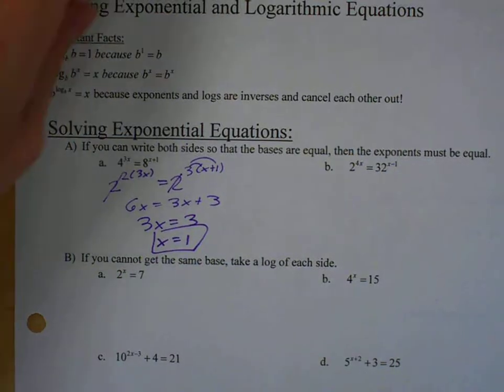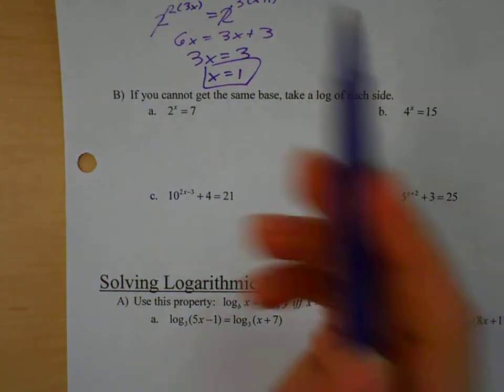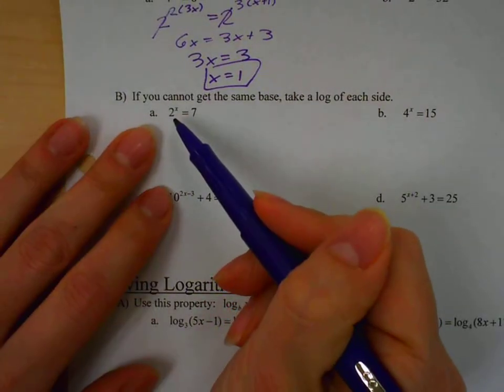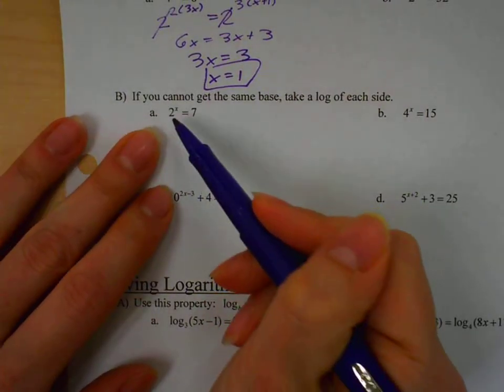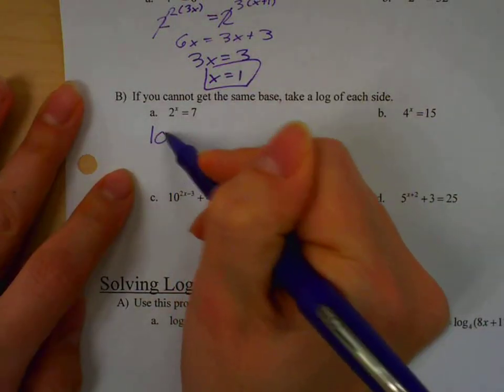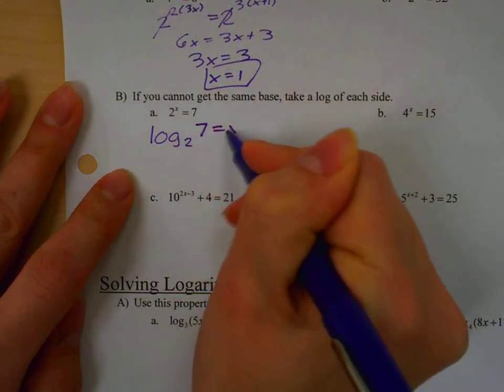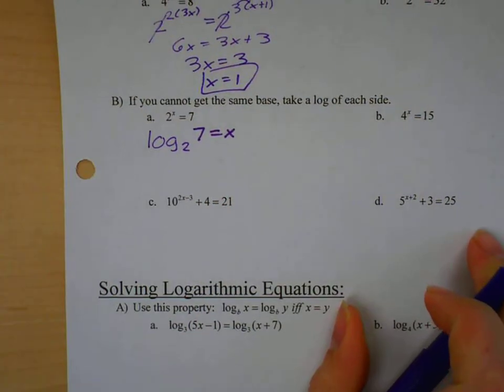All right, so let's look at the next type, which is if you can't get the same base, you're going to put it in logarithmic form. So remember that when I change from exponential to logarithmic, this is the base of my exponent, that's 2. 2 is also the base of my log. And then you swap the other 2. And once you have it like that, use your calculator.